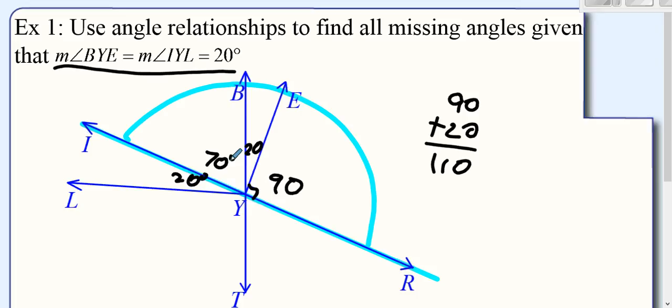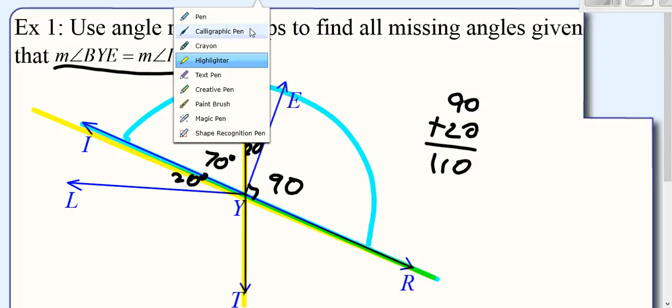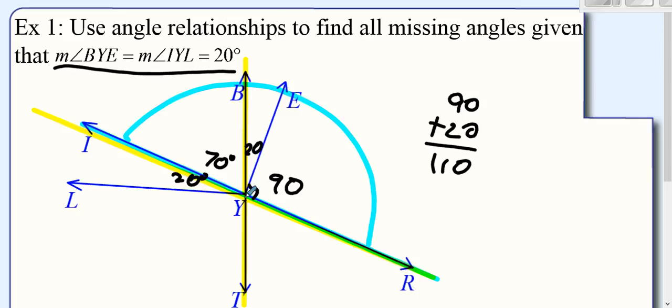Then we've got some vertical angles. If you take a highlighter, you can see vertical angles. You connect that line and that line. We've got vertical angles right here. Angles that are across from each other. So if this is 70, across from it is also 70.